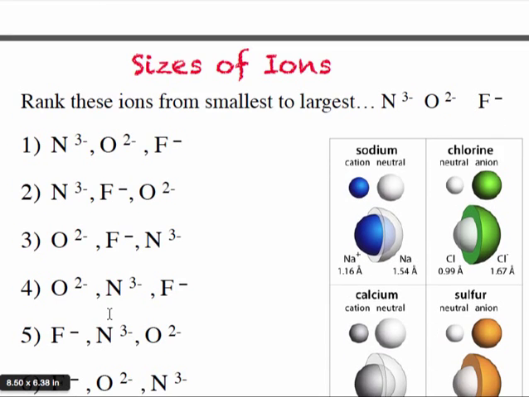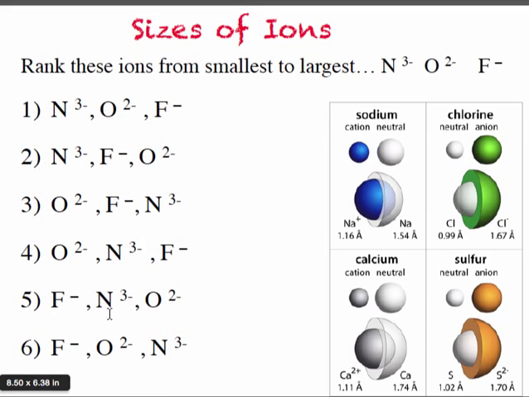Before I do that, though, do you remember the trends? How would I rank these? I see nitrogen 3 minus, nitride, oxide, fluoride, fluorine gaining 1 electron, oxygen gaining 2 electrons, nitrogen gaining 3 electrons. These all have 10 electrons. Nitrogen had 7 protons, 7 electrons, but if it gains 3 to become a nitride ion, it now has 10 electrons. And 10 electrons, 8 plus 2 and 9 plus 1 is 10 electrons. 10 electrons is just like neon in electron configuration.